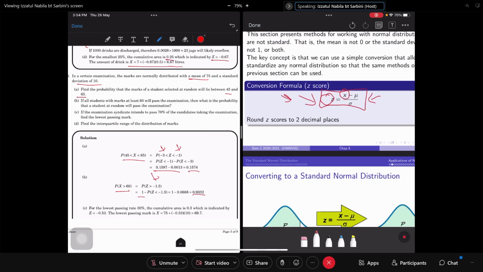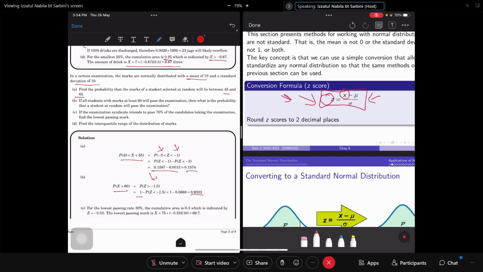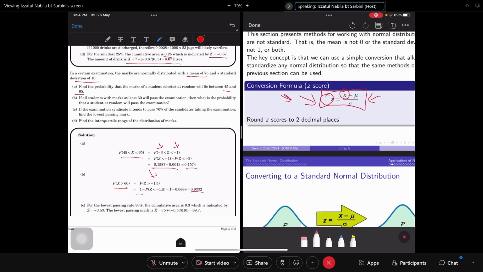Okay, C. If the examination syndicate intends to pass 70% of the candidates taking the examination, find the lowest passing mark. So we intend to pass 70% of the candidates. So the lowest passing mark will be at 30%. So the cumulative area is 0.3. Like before, find 0.3 in the body of the table and then get the value for Z for that value. And then convert it using the conversion formula to find X. Once you have the Z, convert it into X. You get 69.7. Okay.